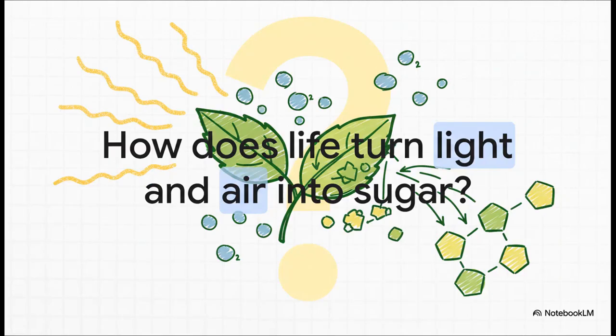So this is the big question. This is the fundamental challenge that really all life on Earth hinges on. How do you take something as fleeting as a ray of sunlight and something as thin as carbon dioxide from the air and turn it into the actual physical stuff of life, sugar?